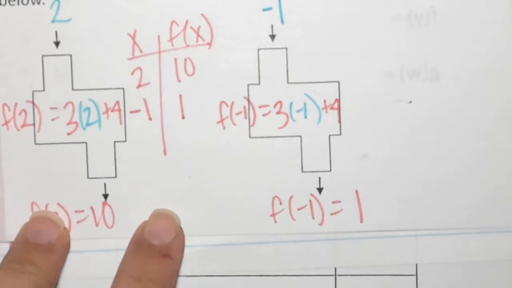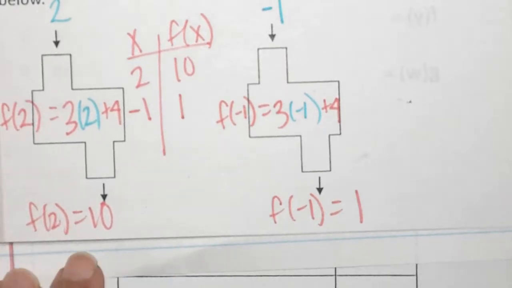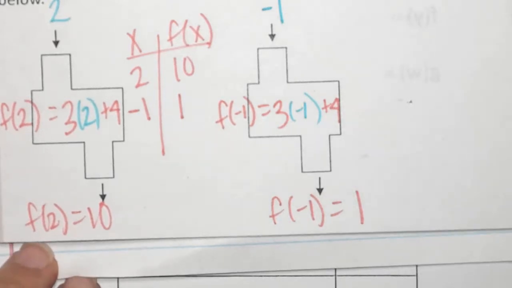Is it always going to be F? It could be G. It could be H. It could be I. It could be J. It could be A. It could be B. It's just the name of the function. It can be any letter in the alphabet.